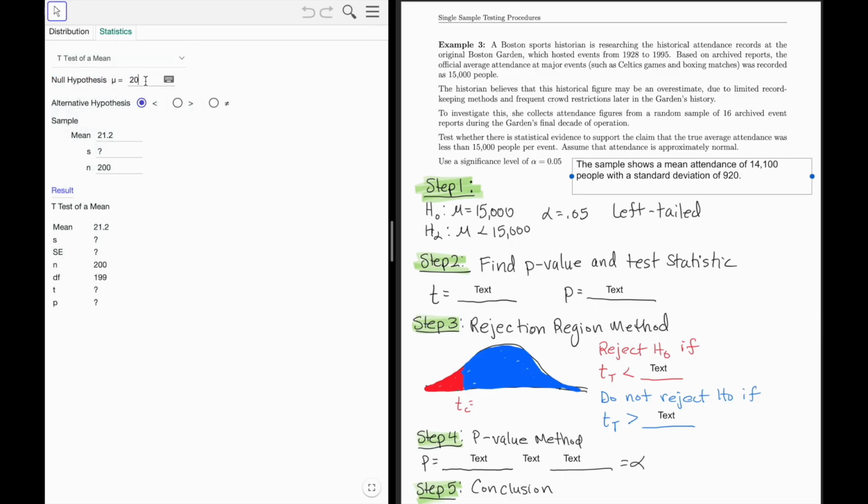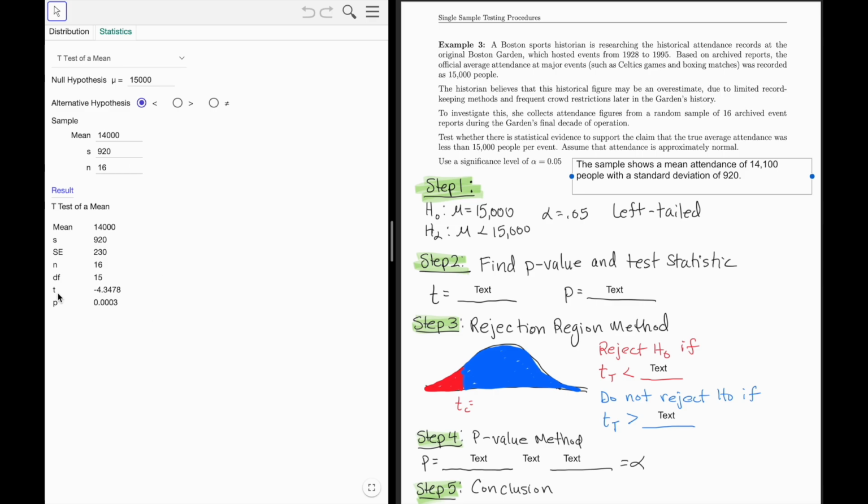Our mu, our claimed value, is that the average attendance is 15,000. Now we're doing a left-tailed test, so I'm going to make sure that this is highlighted on the less than symbol. And now we got to put in the information about the sample, and it says the sample had a mean attendance of 14,100 and the standard deviation of 920, and we had a sample size of 16.